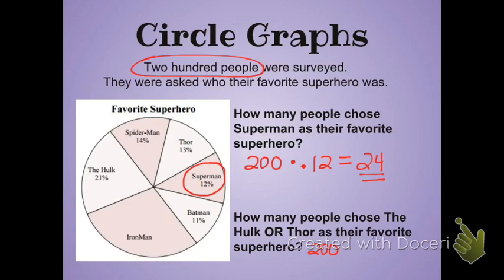So if they chose the Hulk, that's one number. So that's what percent? 21%. And how about what percent chose Thor? 13%. Okay, so we have 21% and 13%. Now there are a couple of ways we could work it at this point. Who has an idea of what you would like to do to figure out what percent chose either of those two? What would you like to do?